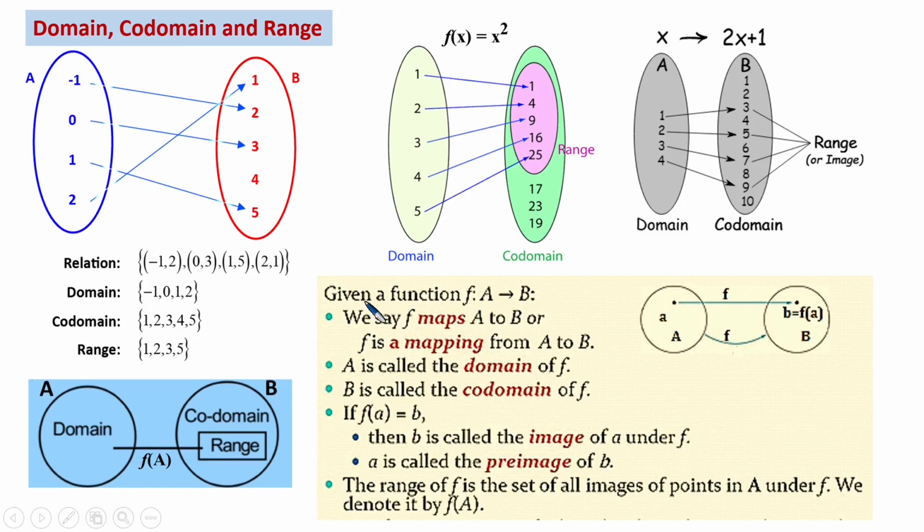So here let us review it. Given a function f such that A goes to B, we say f maps A to B. Okay, this is the function, it maps from A to B, or f is mapping from A to B. A is called the domain, B is called the codomain, and if f of A equal to B, so suppose f of 1 equal to 3, then B is called the image. So this is the image of 1, that is image of A under f, and A is called the pre-image of B. Okay, if suppose this is A, this is B, then this is your image and this is your pre-image. And the range of f is set of all images of points in A under f. We denote it by f of this set A.